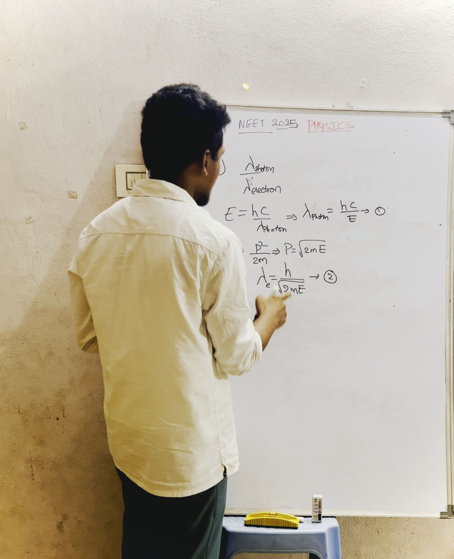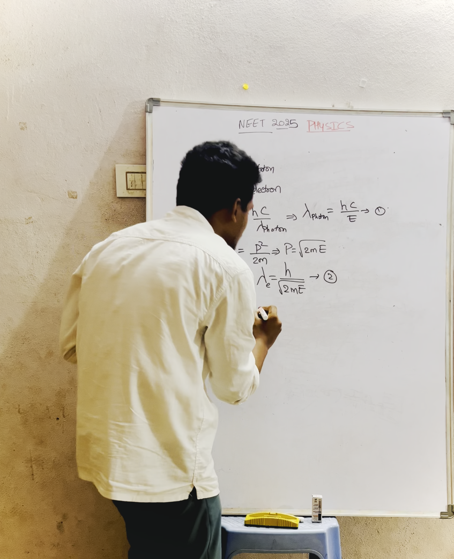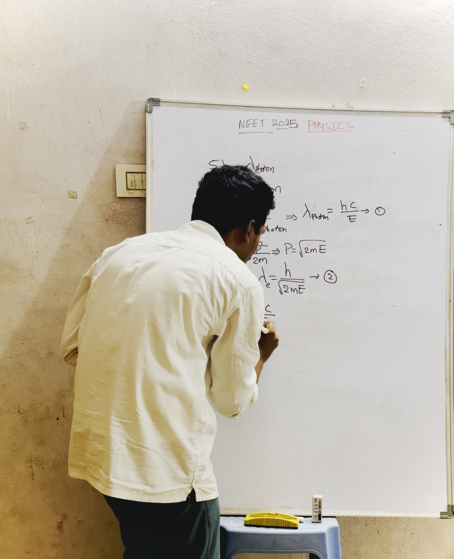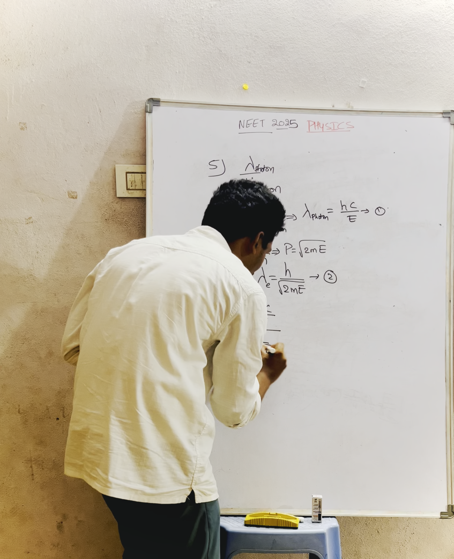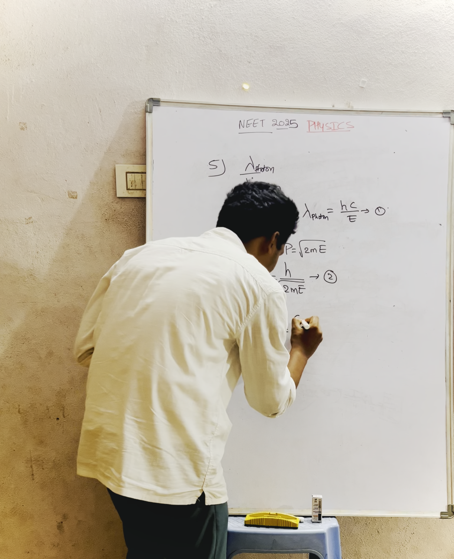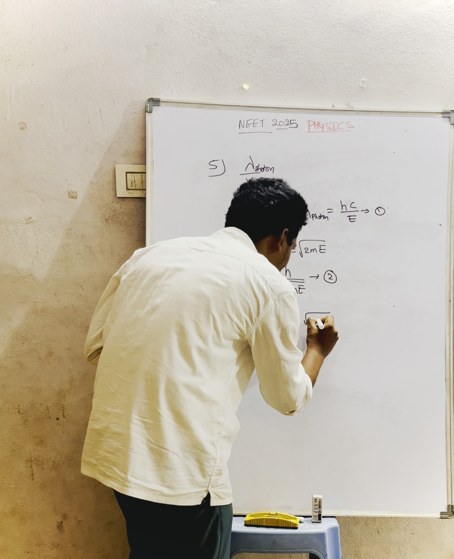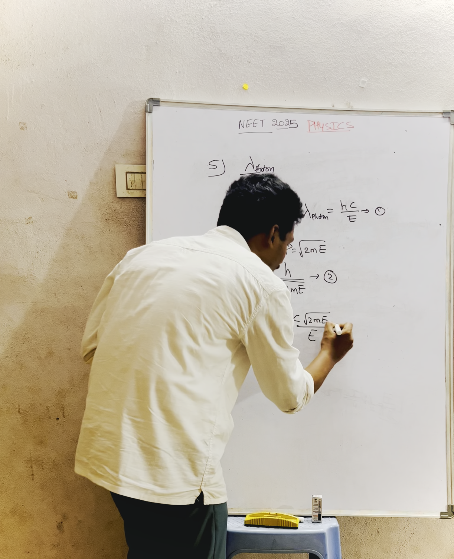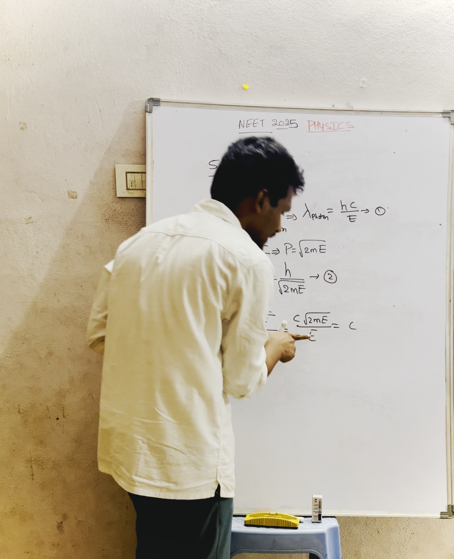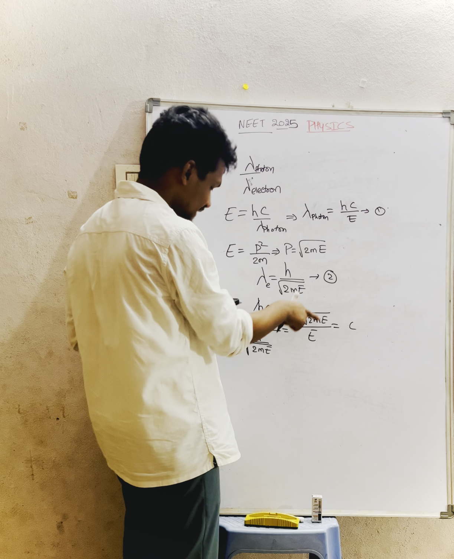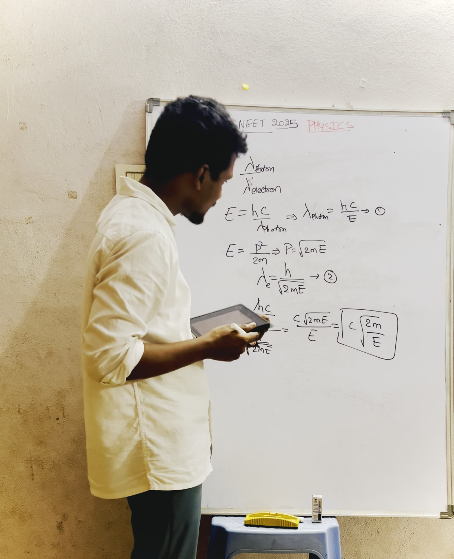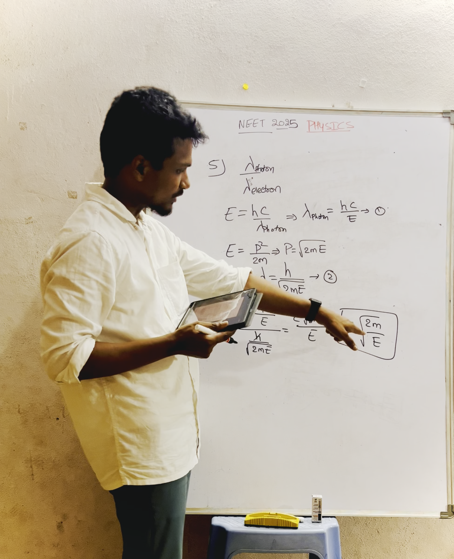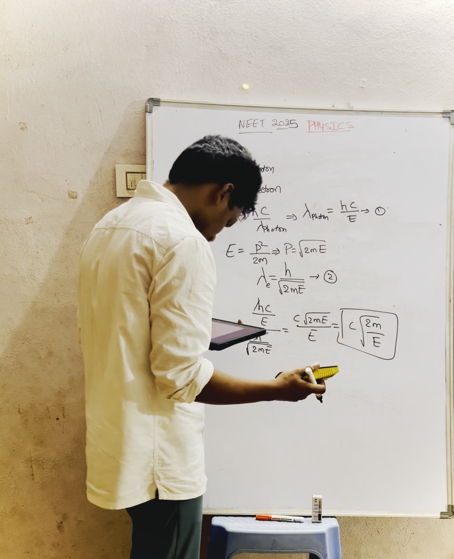Now I need to find the ratio of this and this, which turns out to be hc by E upon h by root of 2mE. Now h gets cancelled, and this is c times square root of 2mE upon E. Now let's bring this E inside the root so that you will get c times square root of 2m upon E. This is your final answer. So the correct answer to this question is option C. Now question number 6.